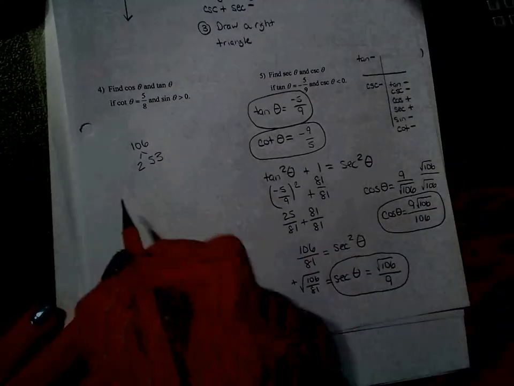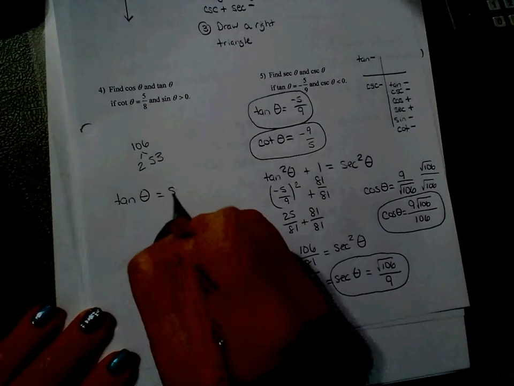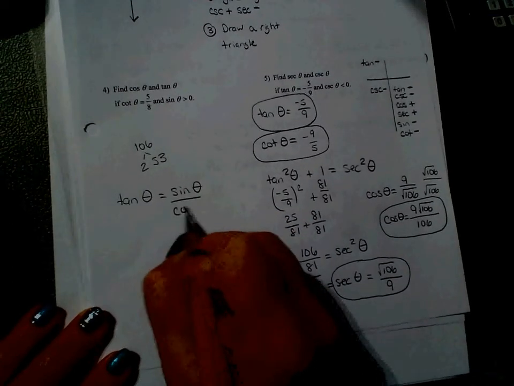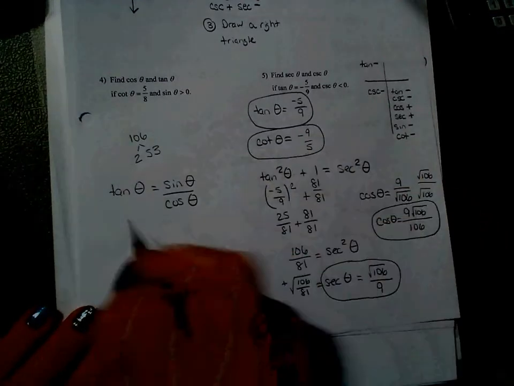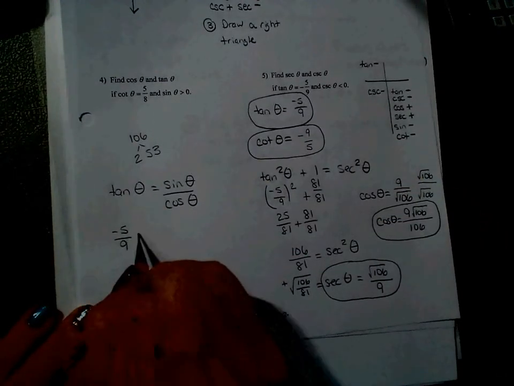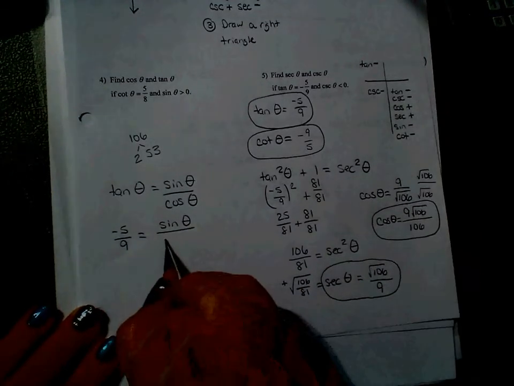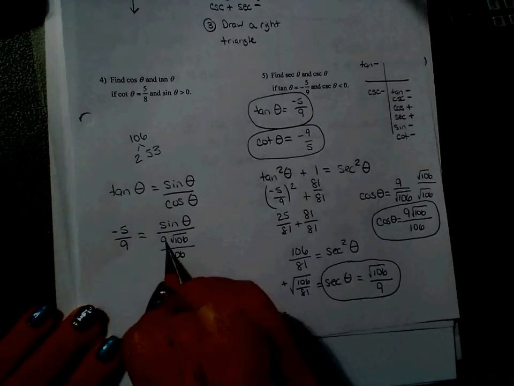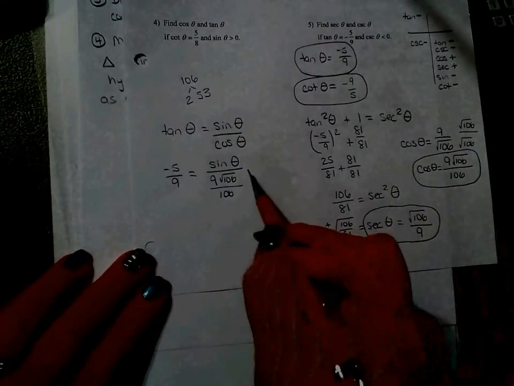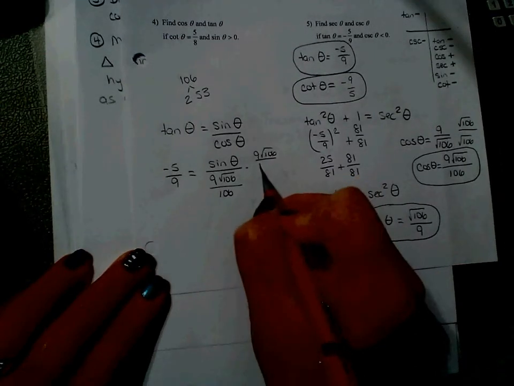I'm going to do it a little differently. I'm going to use one of the reciprocal identities. Tangent of theta equals sine of theta over cosine of theta. Remember that I said when you get to this point you can use any of the formulas, it'll work. So I'm going to fill them in. Negative 5/9 equals sine of theta, which I do not know, but I want to know, over cosine of theta, which is 9 square root of 106 over 106. To get sine by itself, I multiply both sides by 9 square root of 106 over 106.